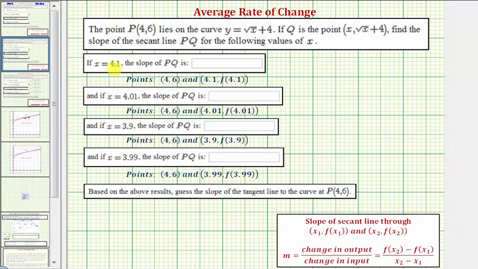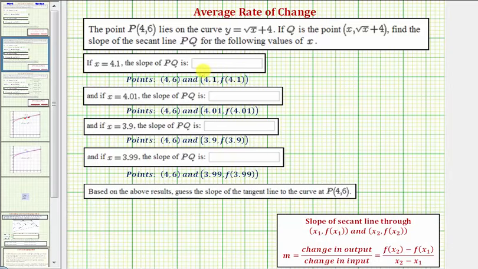So when x equals 4.1, the second point is (4.1, f of 4.1). When x equals 4.01, the second point is (4.01, f of 4.01). When x equals 3.9, the second point is (3.9, f of 3.9). And finally, when x equals 3.99, the second point is (3.99, f of 3.99). So while we could find each of these function values by performing substitution into the given function, we'll go ahead and use the calculator to find these function values.